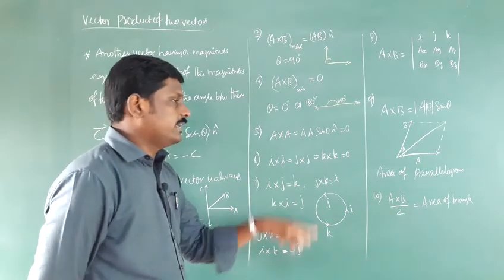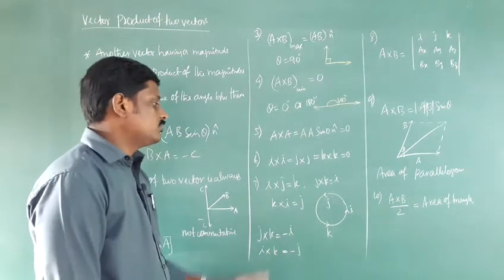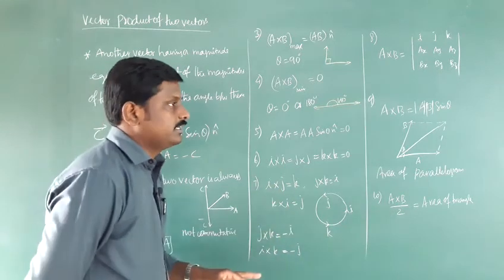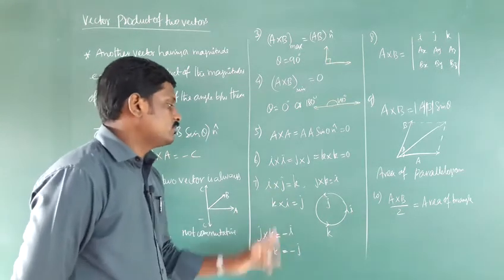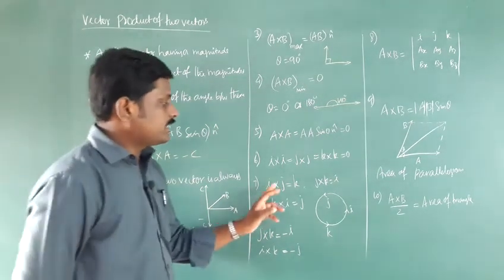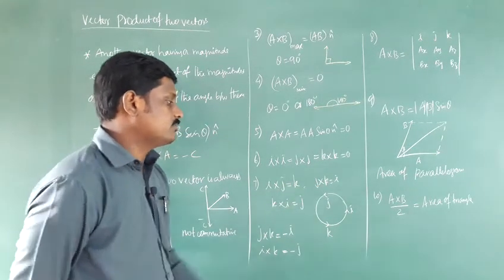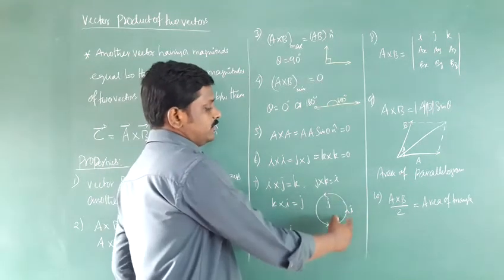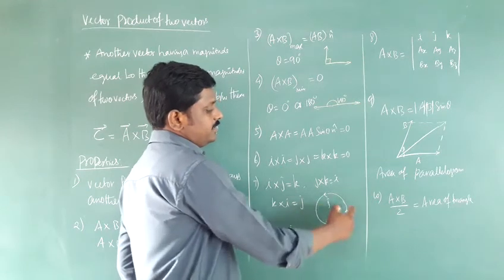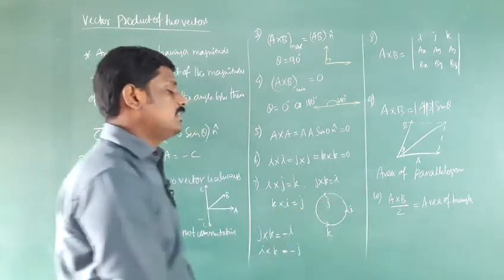Then I, J, K are mutually perpendicular, that is, orthogonal vectors. So I cross J: the I vector and J vector are at 90 degrees, so the product of two vectors is always another vector. So I cross J is K. Then J cross K is I, then K cross I is J. So it's a cycle, in the anticlockwise direction: I cross J is K, K cross I is J. So I cross J, J cross K, K cross I, and the next term will be the answer.